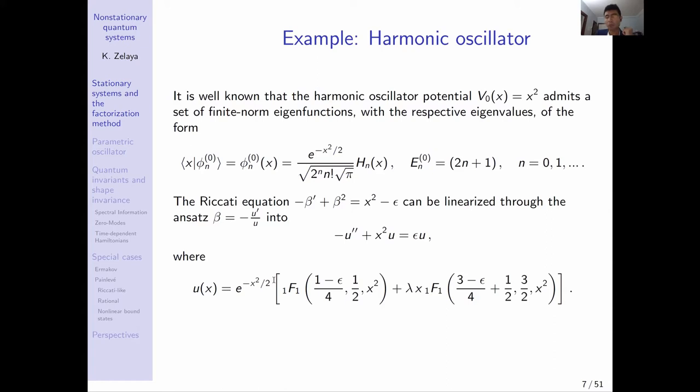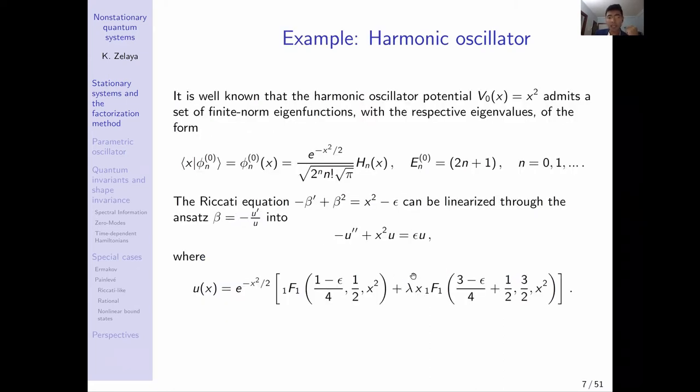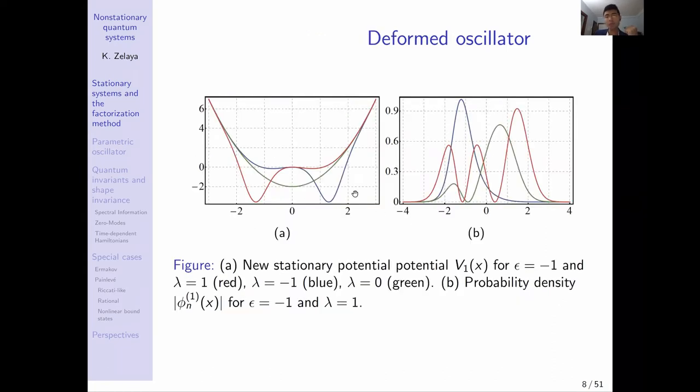So for the time being, I just wanted to make an example of how to use the factorization method. So with U, we get beta, and with beta, we get the potential, we get the mappings, and we get the new eigenfunctions. And just an example, for instance, the green line here defines the initial harmonic oscillator potential. The red and the blue lines define some of the new potentials that we generate by this method. Of course, there are new parameters like lambda here, which is arbitrary to some extent. And well, this is the new potential and these are the solutions.